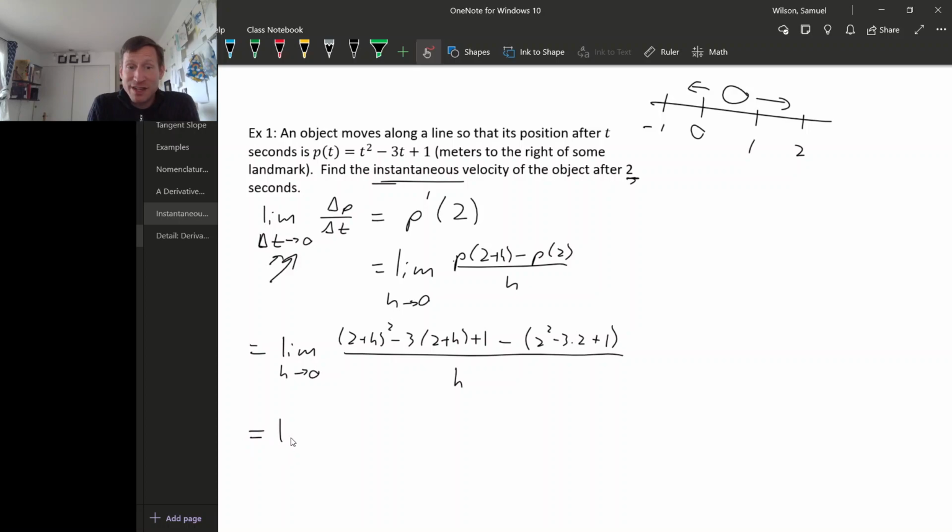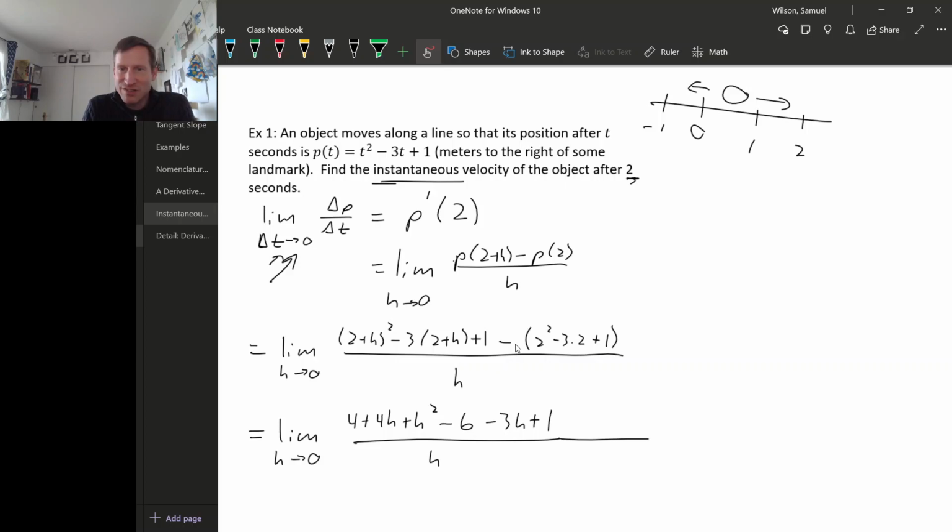Now we need to multiply everything out in the numerator to see if we can extract a common factor of h so that we can simplify the h in the denominator. So we're going to get, let's see, squaring this stuff, we get 4 plus 4h plus h squared minus 6 minus 3h plus 1. So that's all these first 3 terms. And then for the last 3 terms, let's distribute the minus sign. So minus 4 plus 6 minus 1. Now we can start simplifying things. So here's a minus 4 and a plus 4. There's a minus 6 and a plus 6. And there's a plus 1 and a minus 1. All right.